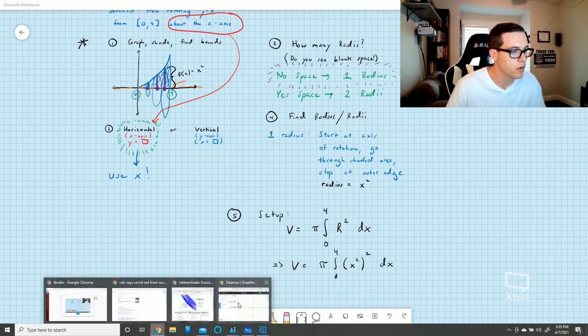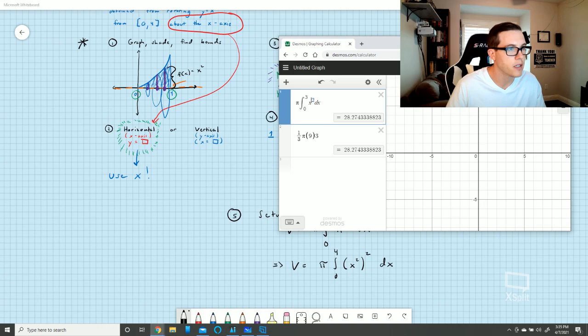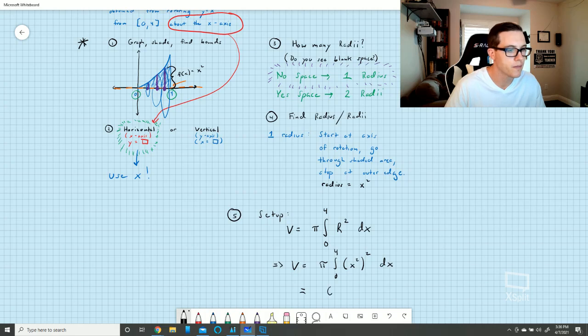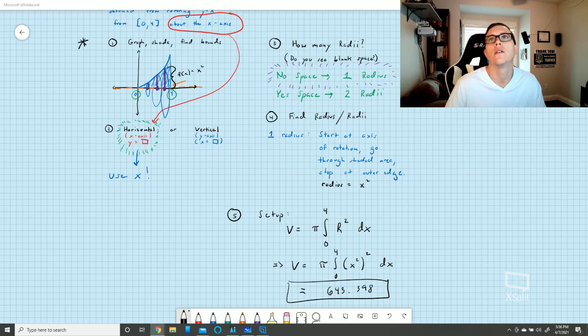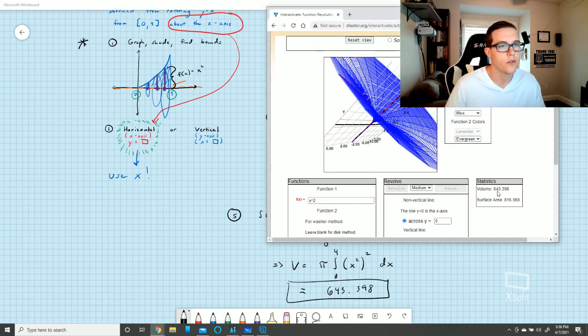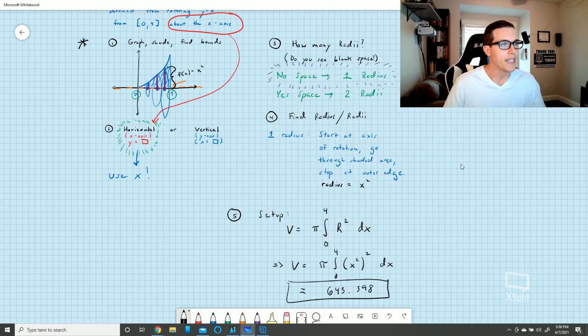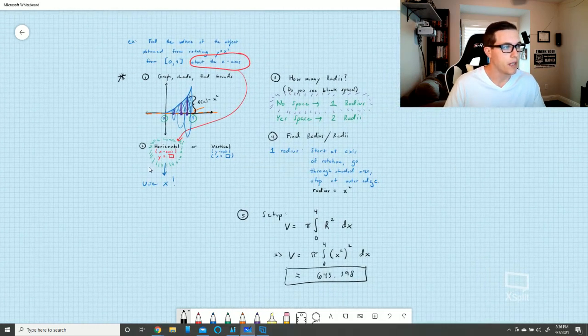So you pull up your Desmos, or you pull up your calculator, and in this case, it's 4x to the 4th. 643.398. That's the volume of that crazy satellite dish thing. I wonder if the other website actually got that answer. Oh yeah, this thing's pretty cool. 643.398. It also found the surface area, but we're not doing that. So that's the idea, okay? We will do lots of examples, but this is the process you're going to follow.